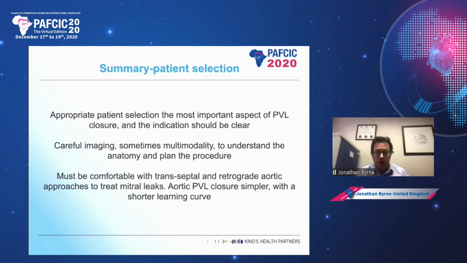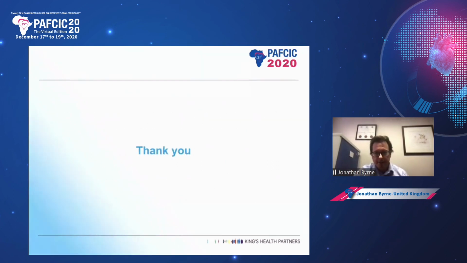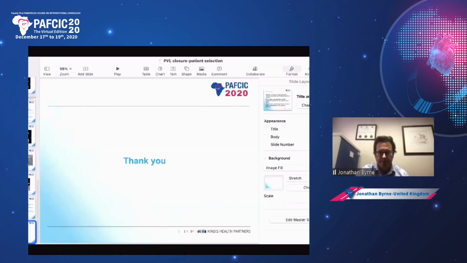And as Horst has mentioned, you need to be confident with multiple approaches. You know, retrograde aortic is a common technique that he uses, but we use the transseptal approach for the transmitral. And I think if you're starting a program, for patient selection, start with simple aortic leaks, moving on to more complex mitral is a sensible plan. And I think I'll stop there and take any questions. Thank you.